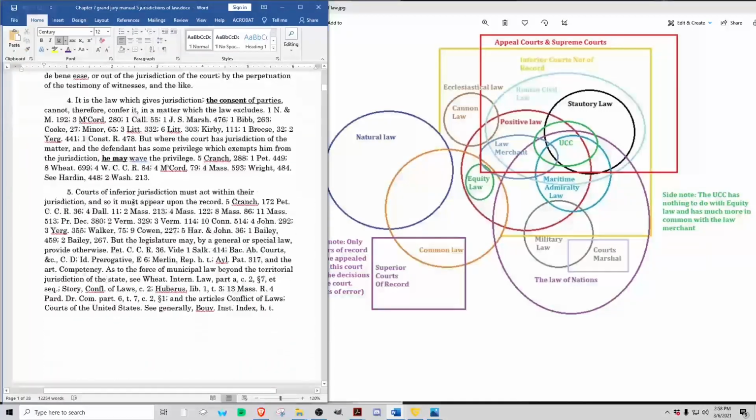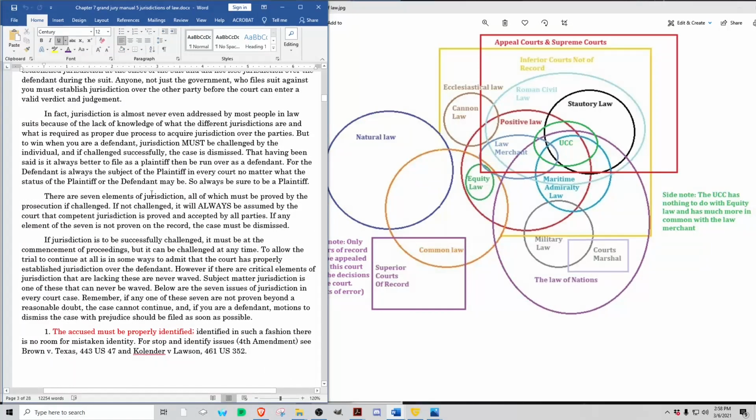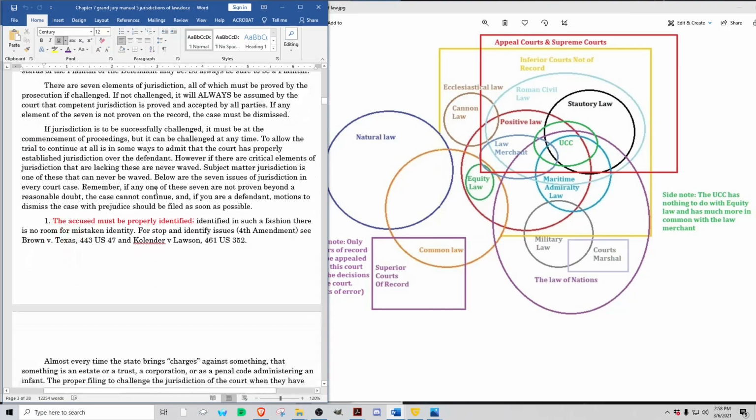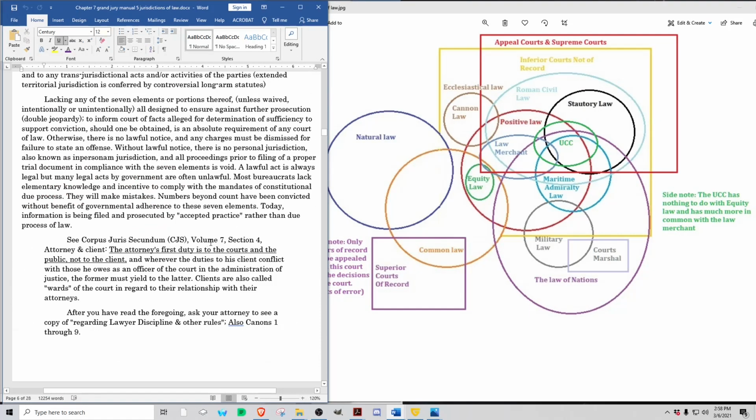So now this gets into my language, which I'll kind of skip here, because I want to get down to Corpus Juris Secundum, Volume 7, Section 4, Attorney and Client. An attorney's first duty is to the courts and the public, not to the client. And whenever the duties to his client conflict with those he owes as an officer of the court in the administration of justice, the former must yield to the latter. Clients are also called wards of the court in regard to their relationship with their attorneys. Any questions?